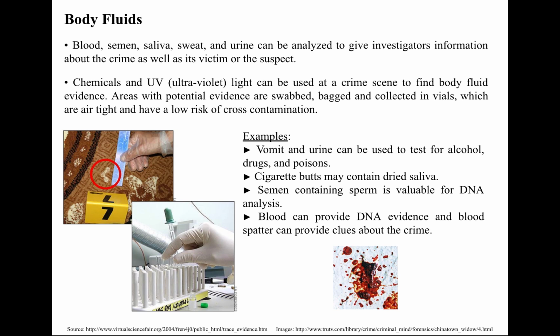Examples of types of evidence you can pick up from body fluids: vomit and urine. You can test for alcohol, drugs, and poisons. Cigarette butts may contain dried saliva, which you can get DNA evidence from. Semen also contains valuable DNA evidence, and from blood you can get DNA, but also the splatter of blood can provide clues about what happened at the crime scene.